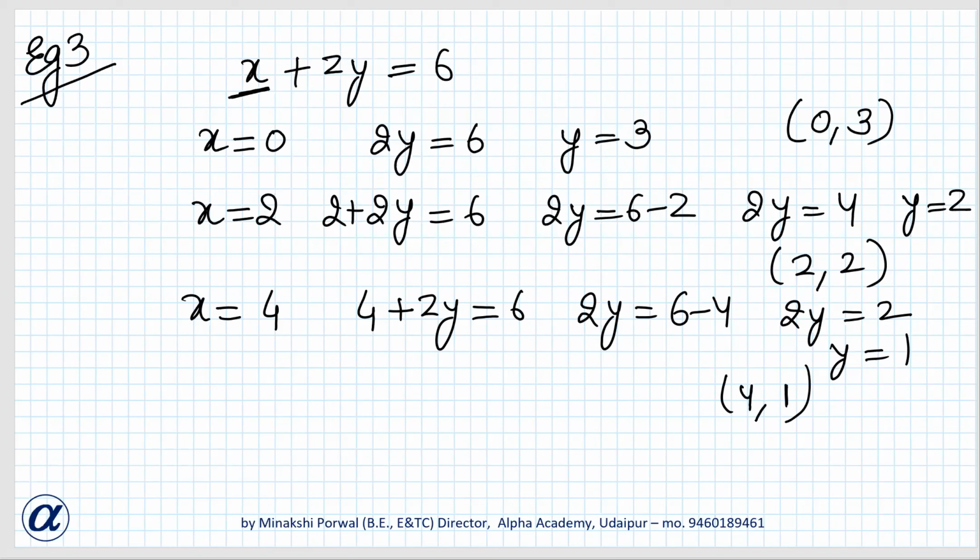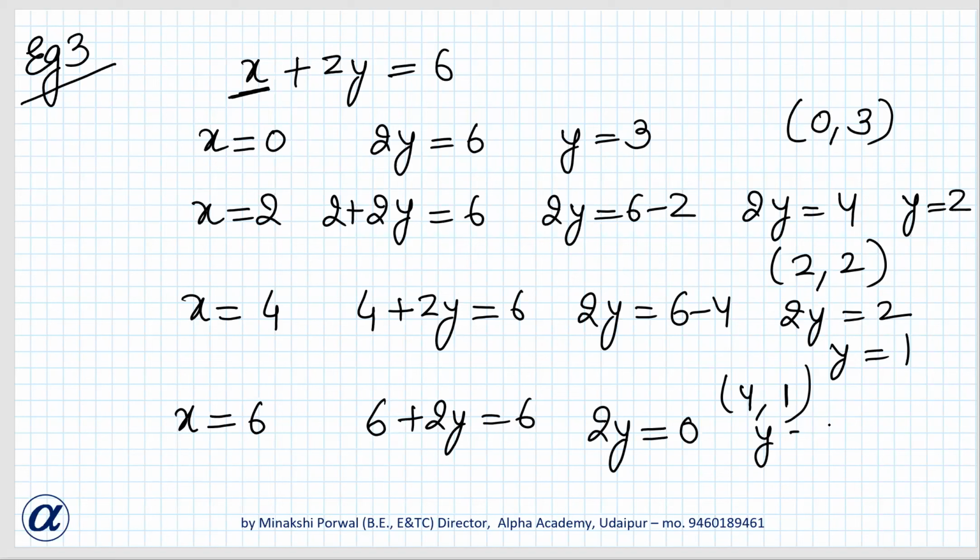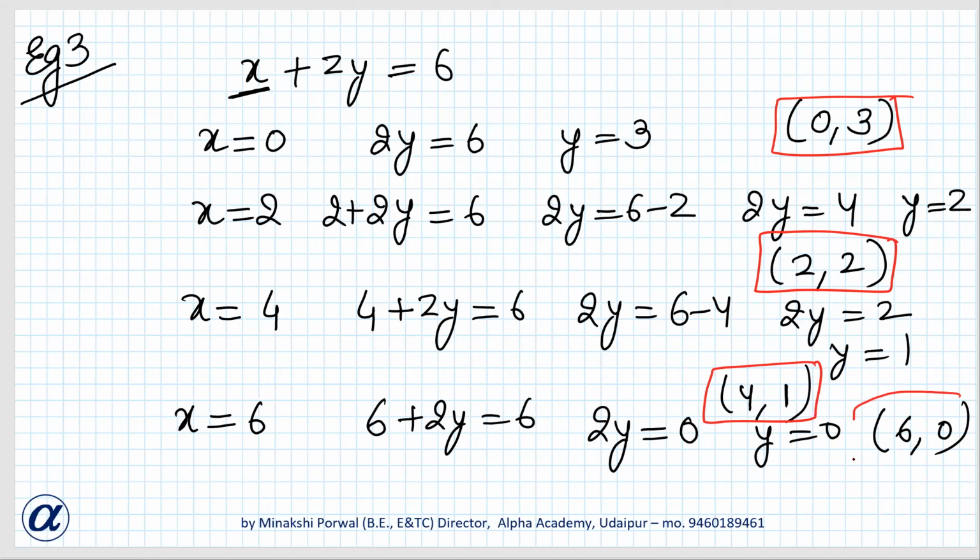So (4, 1) is another solution. Okay. Now suppose I put x equals 6. If I put x equals 6, 6 plus 2y equals 6, or 2y equals 6 minus 6, 0, y equals 0. So it is (6, 0). Okay. So it is (0, 3), (2, 2), then (4, 1) and (6, 0). These are all solutions.